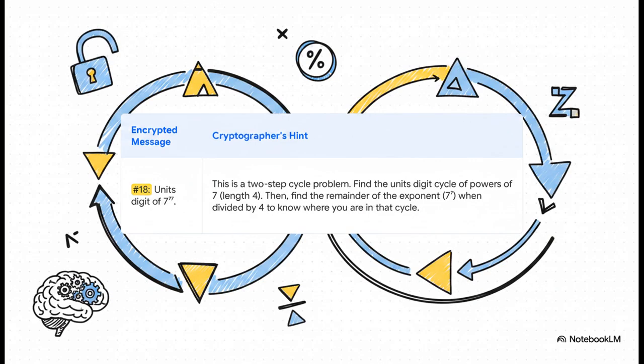And for that final intimidating message, 7 to the 7 to the 7, the secret is to see it as 2 problems nested inside each other. Step 1, just find the pattern of the last digit of powers of 7. 7 to the 1 ends in 7, 7 squared is 49, so it ends in 9, and so on. You'll find a short cycle that repeats. Step 2, figure out where in that cycle you'll land. To do that, you need to find the remainder of that giant exponent when you divide it by the length of your cycle. It's a cycle problem inside a cycle problem.